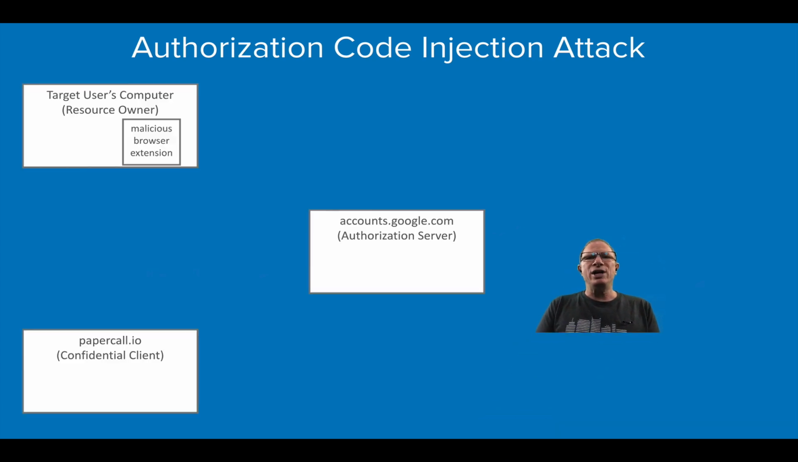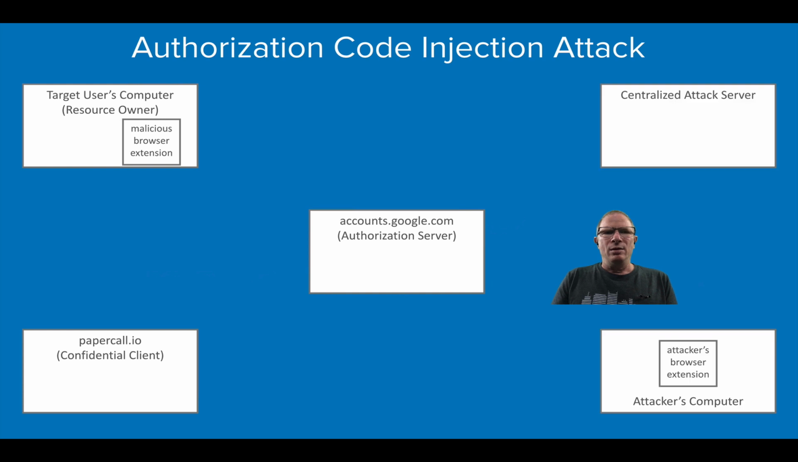Now, with the authorization code injection attack, we have some of the usual players that we've seen so far. We have a resource owner, an authorization server, and a confidential client. The key here is that a malicious browser extension has been installed on the resource owner's browser. We also have two additional actors. One is a centralized attack server, and the other is an attacker's computer. And the attacker also has a special browser extension.